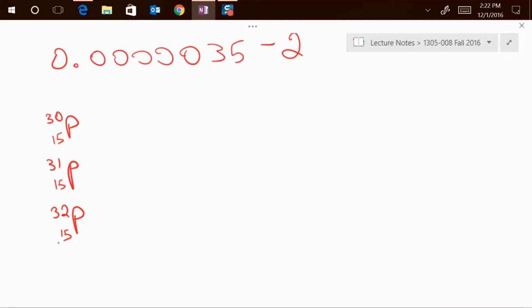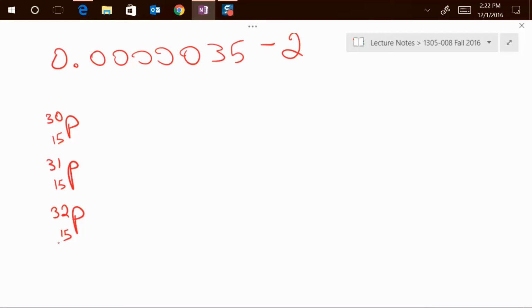The number of protons and electrons in an atom is what's the same about them. What's different about them? The mass is different. And what is causing the mass to be different? The number of neutrons. So how many neutrons are in this one? 15. How many neutrons are in this one? 16. How many here? 17.